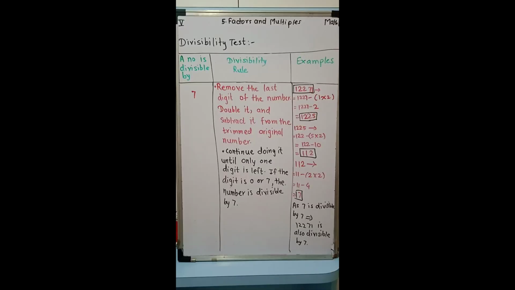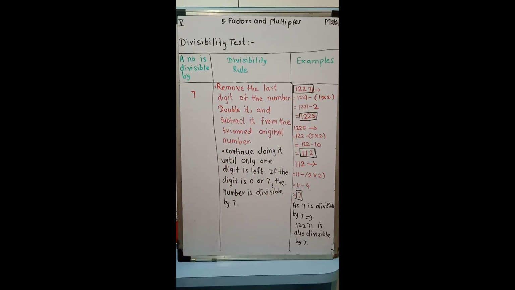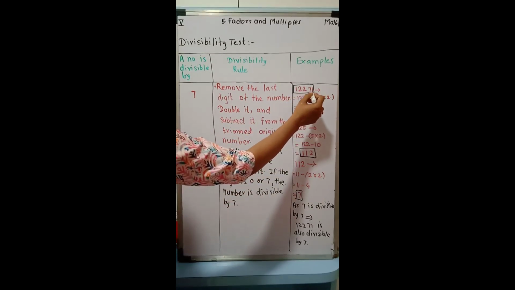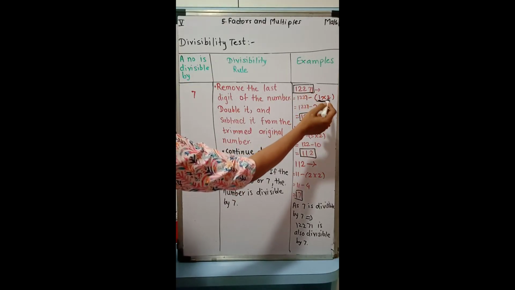We were solving factors and multiples. In that we were learning about the divisibility test. Now we are going to learn the next number's divisibility test, that is 7. The method is to remove the last digit of the number, double it, and subtract it from the trimmed original number. Take out the last digit and double it. Double means multiply by 2.